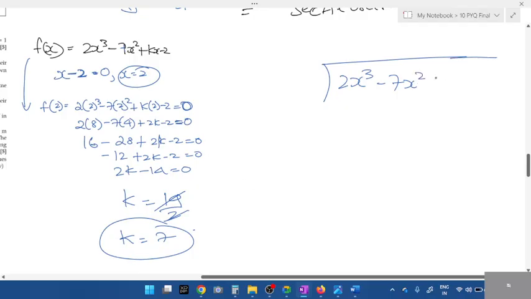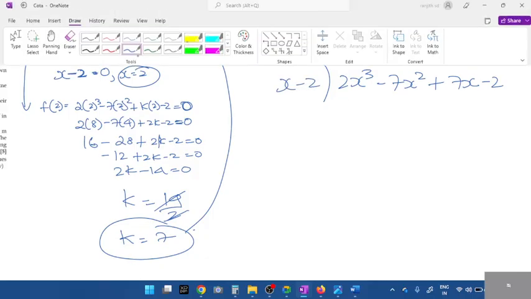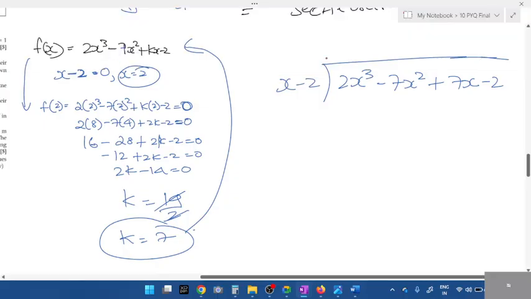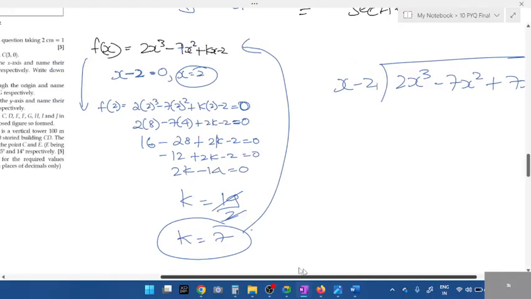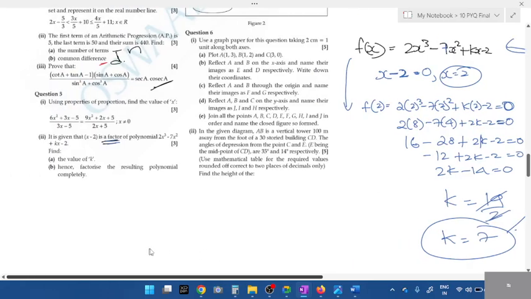7 into x is 7x, and minus 2. Remember, just substitute the value 7 here in this equation. Don't substitute the x value, just 7. Take this equation and divide by x minus 2. All of you know how to divide. Complete this. Be quick, I'll teach you. Then whatever quotient you get, factorize that. It's a 4 marks question. No, 3 marks question.